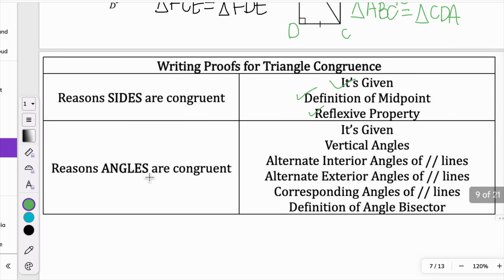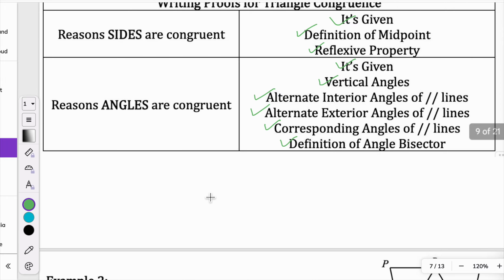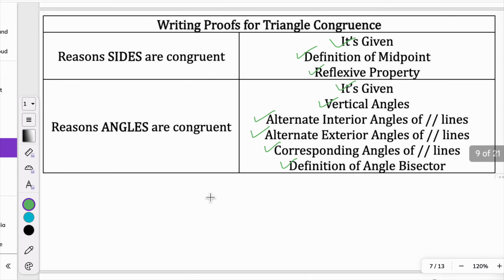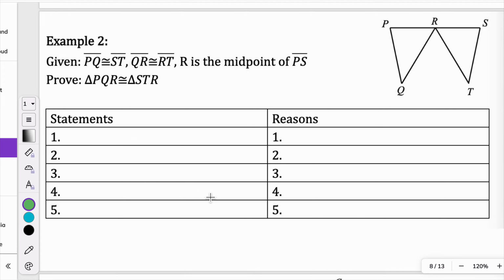If the reasoning for angles are congruent, we're going to say it's either given to us, we can use vertical angles here, alternate interior angles of parallel lines, alternate exterior angles of parallel lines, corresponding, or the definition of angle bisector. So those are the reasonings we're going to see here when we start with proofs. So you can always come back to this as well.